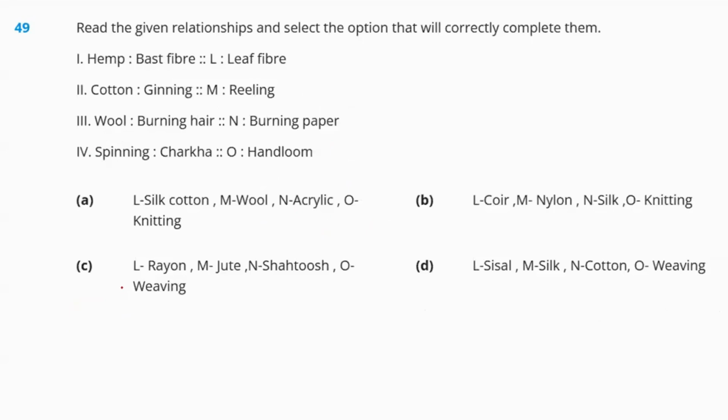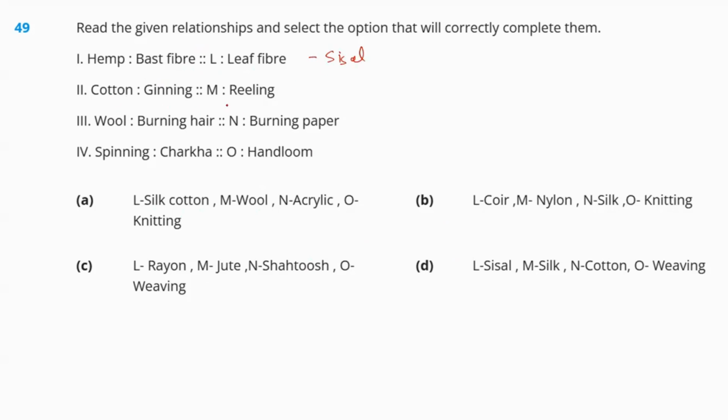Question number 49. Read the given relationship and select the correct option that will correctly complete them. In the first one, we have bast fiber. Hemp is the bast fiber. And then we have to give an example, which is the leaf fiber. If I see here silk, cotton, coir, rayon, and the sisal. Sisal would be here. It's a leaf fiber.